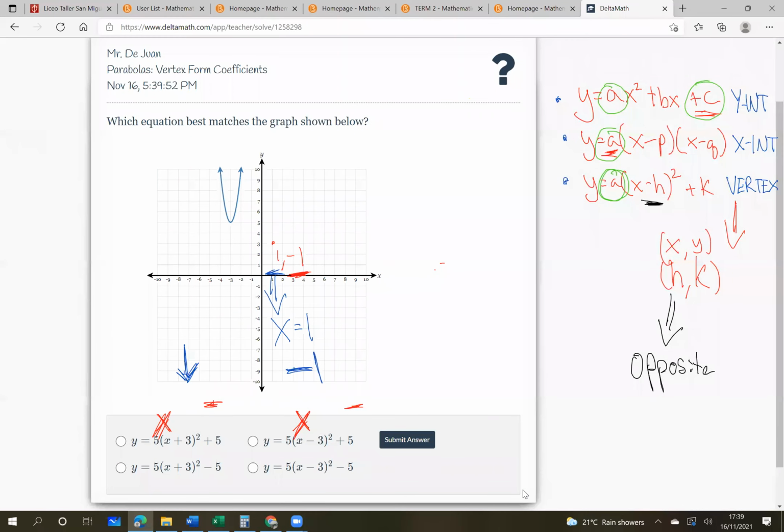All right, let's take a look at what we have. I'm going to do a couple of these. If you understand, you can move on to the next skill.